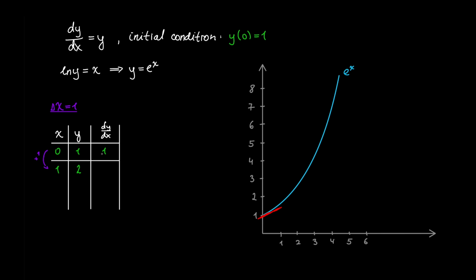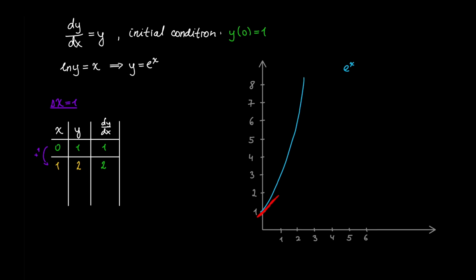So what is dy/dx? Well, from the differential equation, we know that it's equal to the value of y. So that means dy/dx now is 2. So now on the graph, I have reached the point where x is equal to 1 and y is equal to 2. And now the slope has become 2, so just a little bit more steep. Now let's move on to the next x value. So if you are taking a step of 1 unit, the next x value is going to be 2.